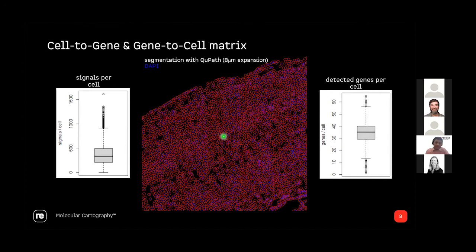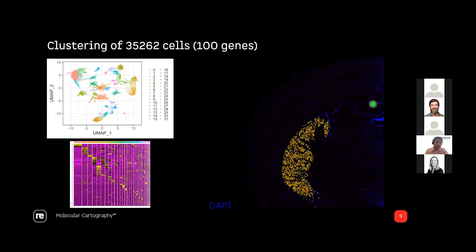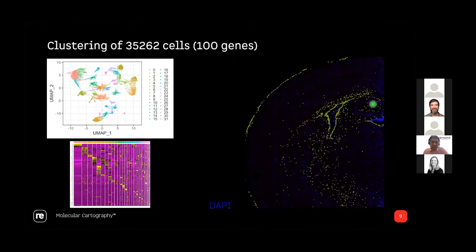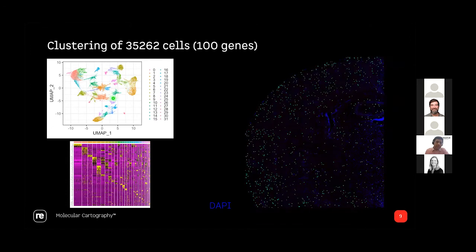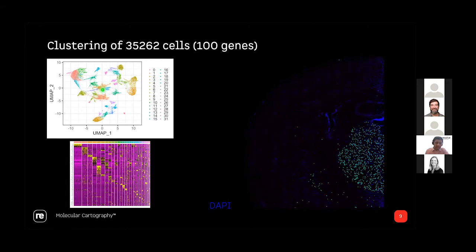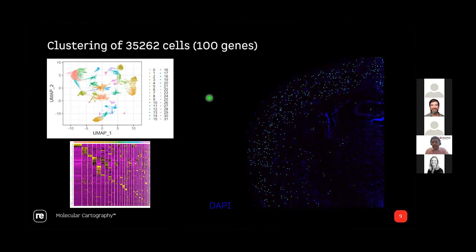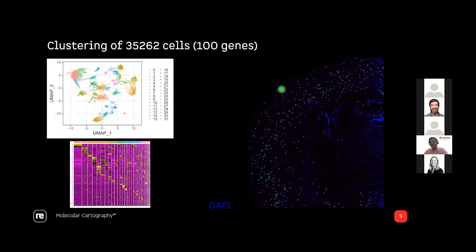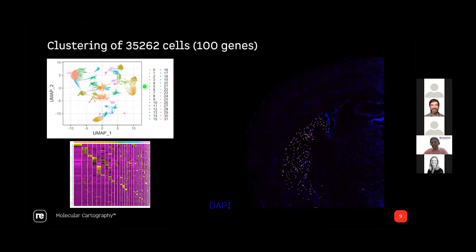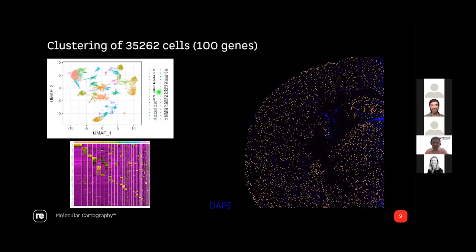And then, for example, you can start to do some basic statistics, like how many signals are you getting per cell, or how many genes you are going to detect per cell, and so on. And then we did clustering of about 35,000 different cells for all those 100 genes. And we beautifully pick up distinct clusters for neurons, astrocytes, and so on. And those clusters are projected back onto the tissue. And that's the animation that you see on the right side, right?